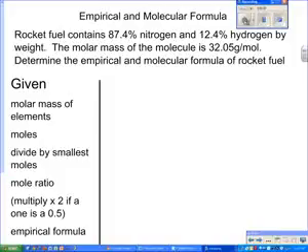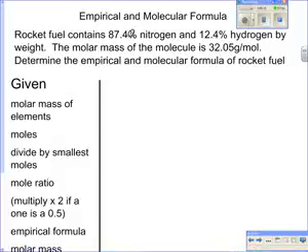The empirical formula is the lowest whole number ratio of elements in a compound. When given a percent, like in this problem, where the rocket fuel contains 87.4% nitrogen and 12.4% hydrogen, we assume that we have 100 grams so that we can make the 87.4 actual grams. So we're just going to change the percent sign to a G. No calculations, just percent becomes a G. So that's our given: 87.4 grams of nitrogen.